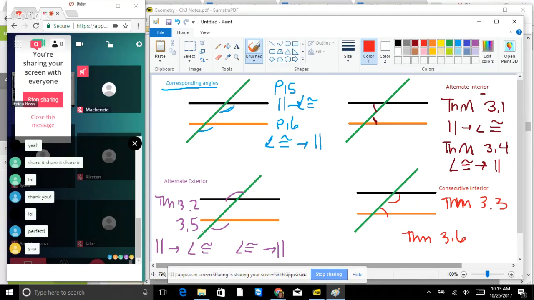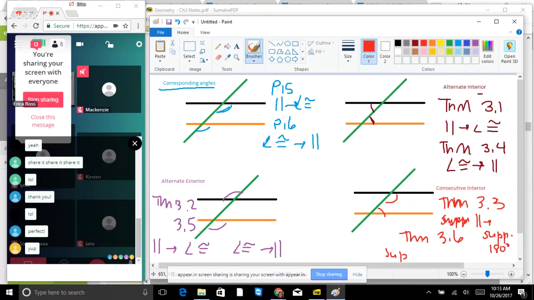So if you have these two angles and they're supplementary, theorem 3.3 is if the lines are parallel, then the two angles are supplementary, which means they equal 180 degrees. Okay? And theorem 3.6 says if these two red angles are supplementary, then the orange and the black line are parallel.